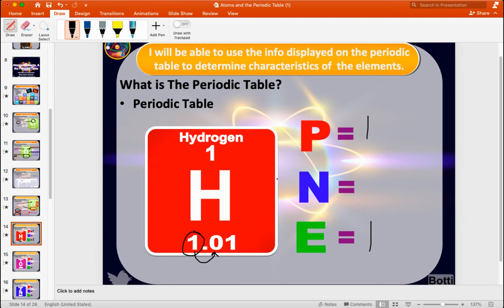So we are going to subtract our atomic number from our atomic mass, which in this case just happens to be 1 minus 1. And this is going to give us 0. Hydrogen is the only element that does not have any neutrons. So this is a one-time thing. There's not going to be any other cases where you have no neutrons. Hydrogen is your only example. Let's go to the next one.